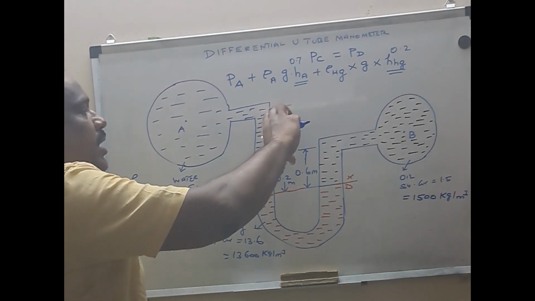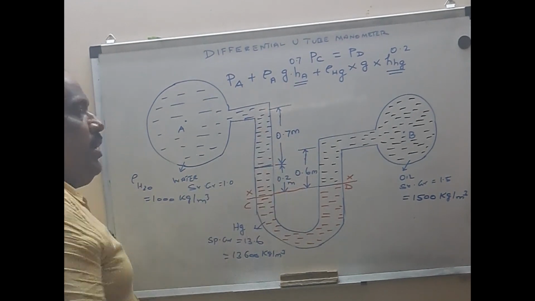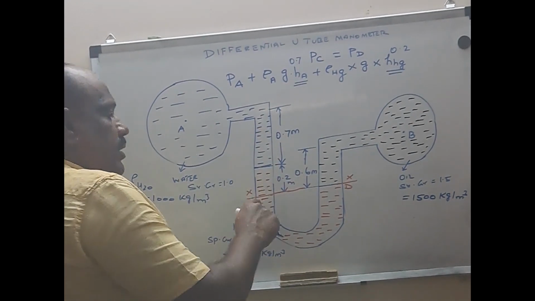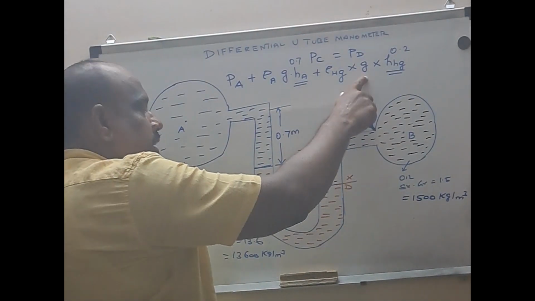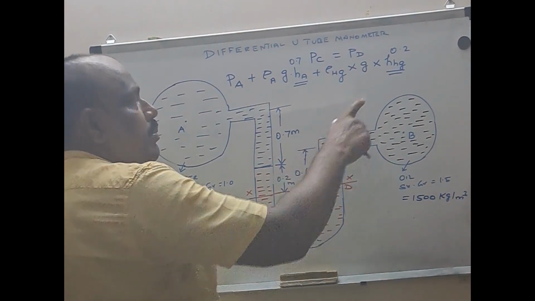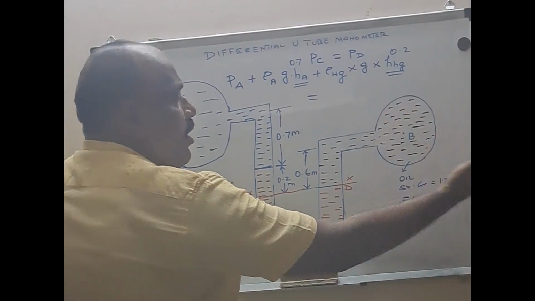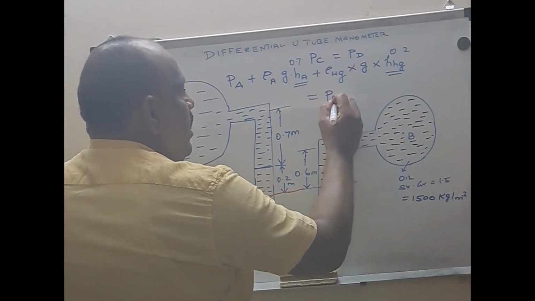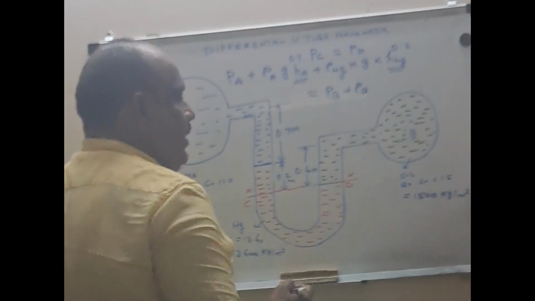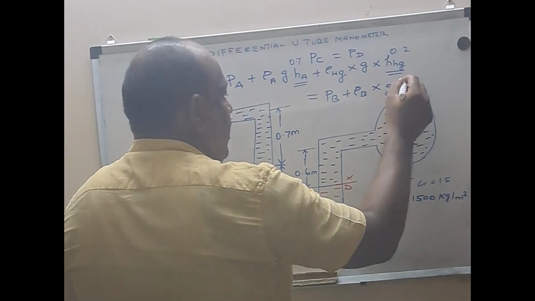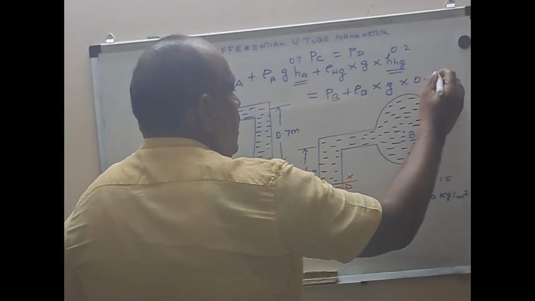PA plus rho of A into g into HA. HA is nothing but 0.7 meter. Then we have to go up to C. This is occupied by mercury. So rho of mercury into g into H of mercury, which is 0.2, will be equal to, because this is PC, now I am going to write the PD. PD, I have to move from here. So it is PB plus rho of B. Rho of B is what? 1500 into g, 9.81, into this height. This height is nothing but the center of B up to this one, 0.6.